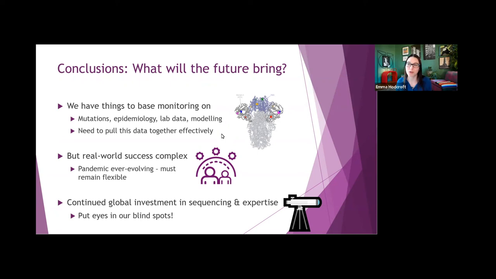And for me, it's also really important to remember that real-world success, particularly for a virus, is complex. What was true for the last variant or for last year may or may not be true next year. We have to stay flexible in our mindsets and not think, oh, we've got this figured out, or at least I would caution against it. And for me, this is going to be particularly true as we head into a future where our immune landscapes are growing ever more heterogeneous.